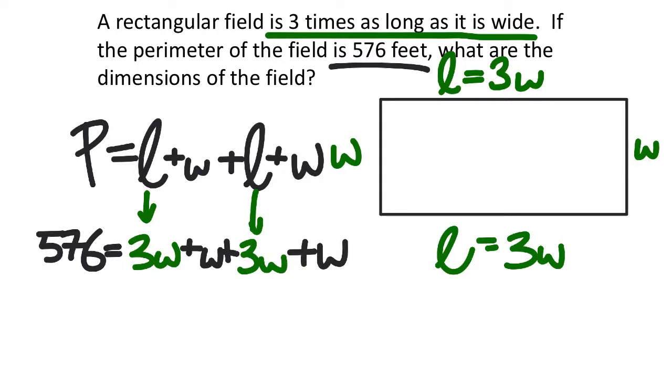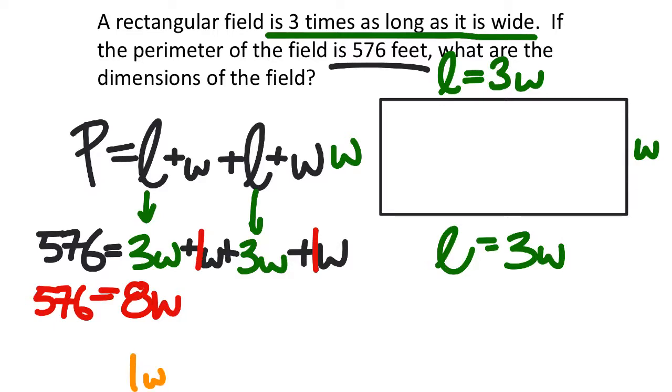And of course there's no distribution, but there is combining like terms, right? I got 3W, 1W, 3W, and 1W. When I combine all those W's, 3 plus 1 plus 3 plus 1, I get 8W, or 8 widths, would be the same as the perimeter of 576 feet. Now, in order to solve this for just 1W, right, I'll have to take the 8 and make it a 1 by dividing it by 8.